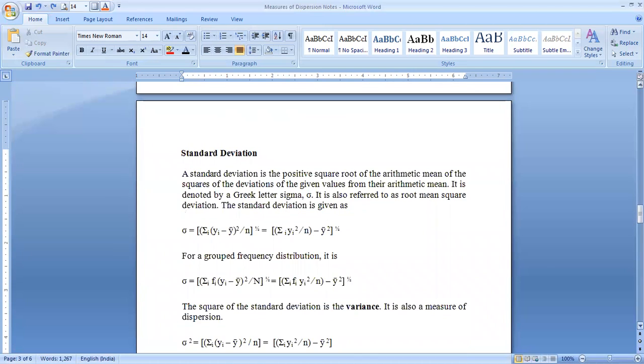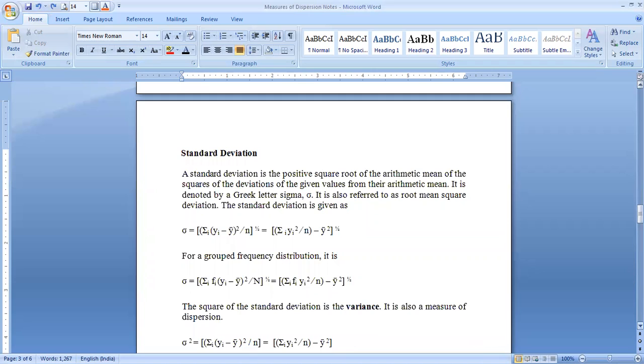Next, we will discuss the standard deviation. The standard deviation is the fourth component of the measure of dispersion. A standard deviation is the positive square root of the arithmetic mean of the squares of the deviations of the given values from the arithmetic mean. It is denoted by the Greek letter sigma, and is also referred to as root mean square deviation.